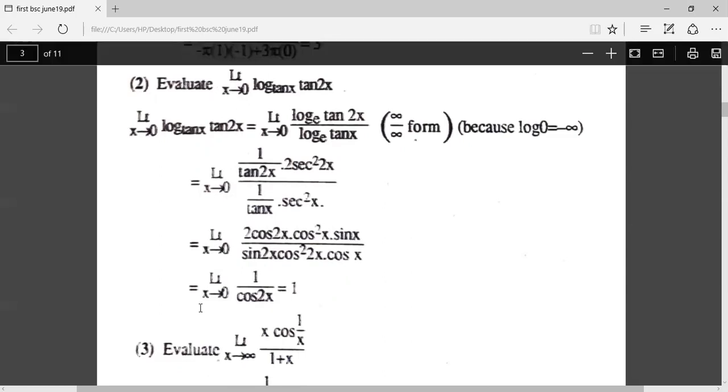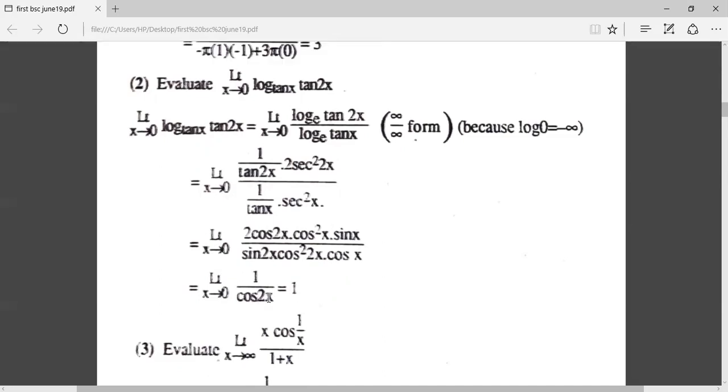Now take the limit as x tends to 0. Cos 2 into 0, that is cos 0. Cos 0 is what? 1. You will get 1 by 1, which is equal to 1. So this is the limit of that.